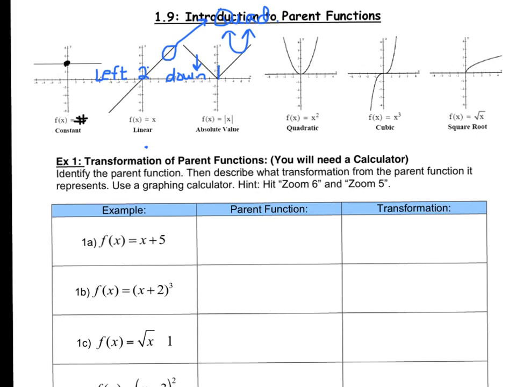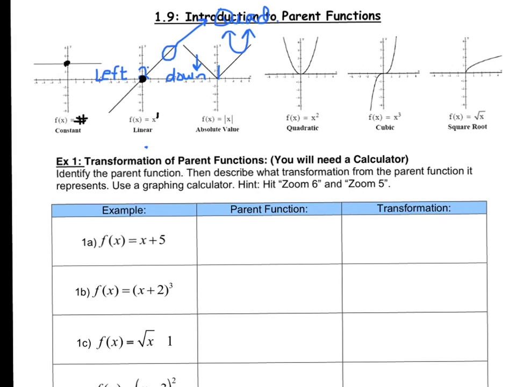I'm going to point out the exponent on the x. It's a 1. We normally don't write it, but it's there. It's a tiny little 1, and that means we have a linear function. So the shape is a perfectly straight line. The parent linear function goes right through the origin at 0, 0.